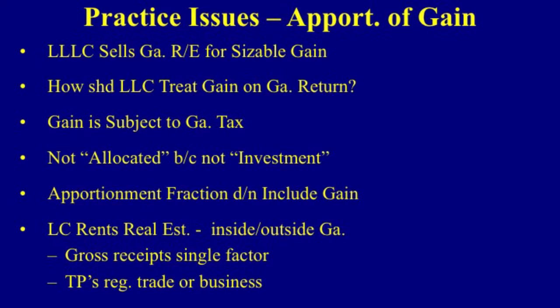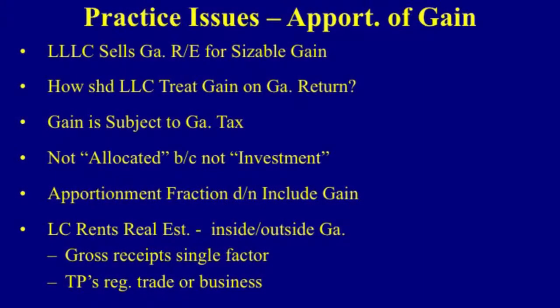It operates inside Georgia and outside Georgia. The LLC sells some of the Georgia rental property, maybe a building. How should that gain be taxed? And that was the question posed to me. Should it be apportioned? Should it be allocated to Georgia because it's the sale of one of the assets?